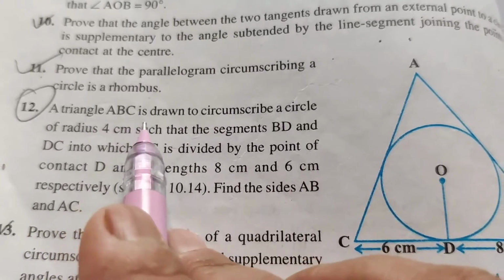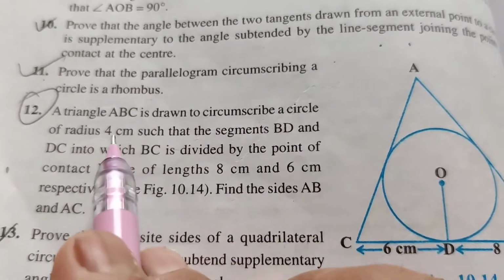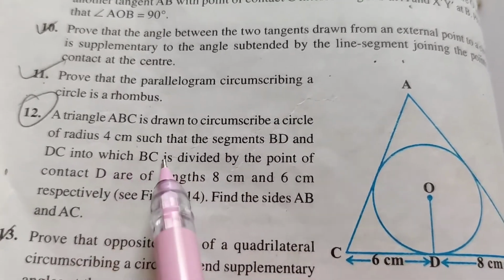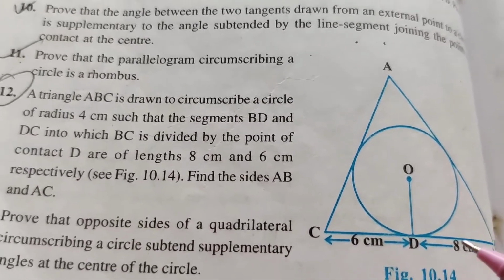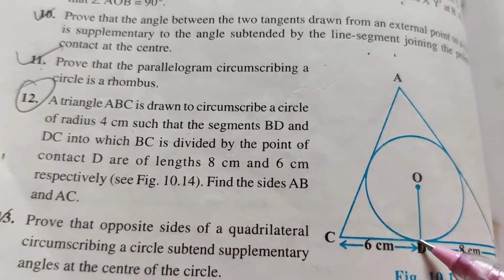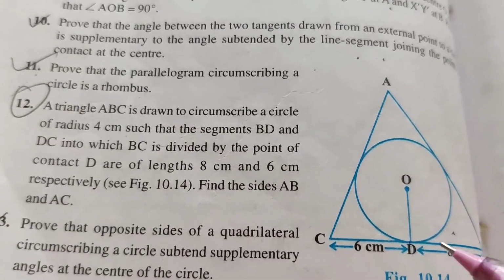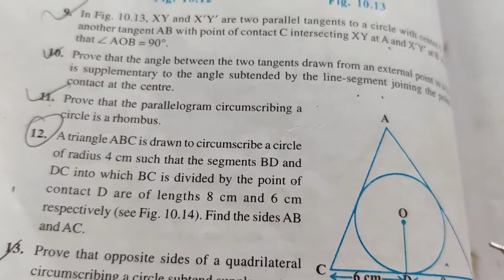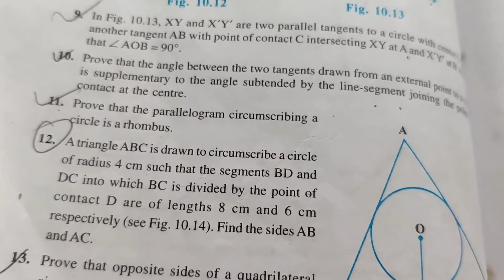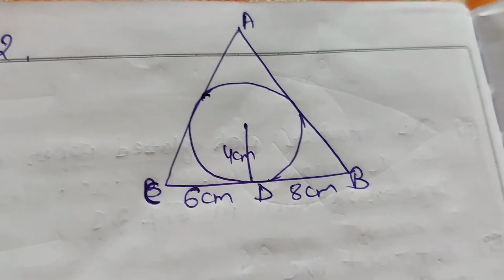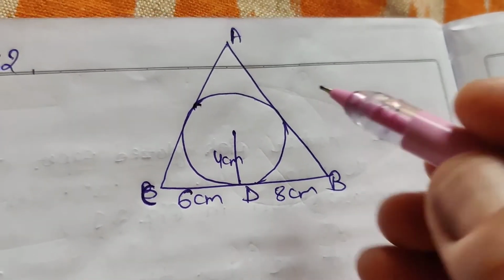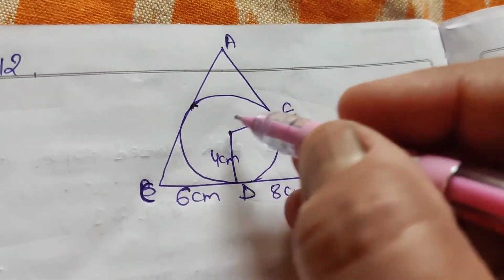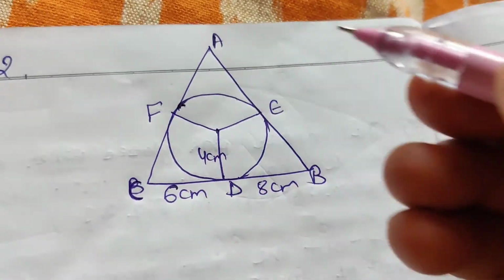A triangle ABC is drawn to circumscribe a circle of radius 4 cm, such that the segments BD and DC, into which BC is divided by the point of contact D, are of lengths 8 cm and 6 cm. Find the sides AB and AC. This is the figure. ABC is a triangle, D is a point of contact. Next, we write point E, also a point of contact on side AB, and this is F.